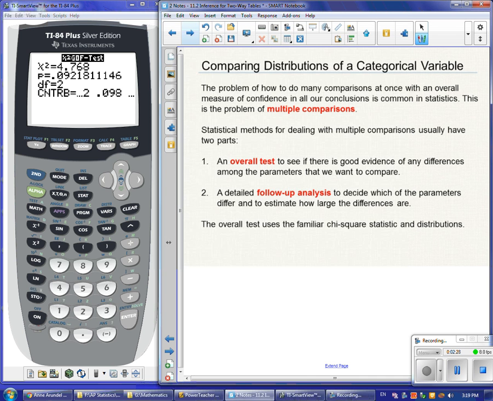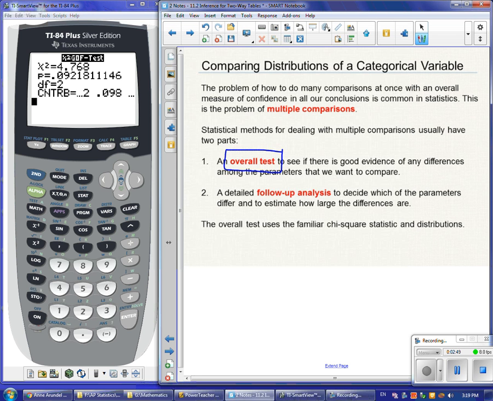Statistical methods for dealing with these kinds of multiple comparisons usually have two parts, where we look at an overall test to see if there's a difference to begin with. If there's not, or if we don't have evidence of a difference, then we're kind of done. But if there is evidence of a difference, then we have to look a little bit closer and figure out where that difference is occurring.